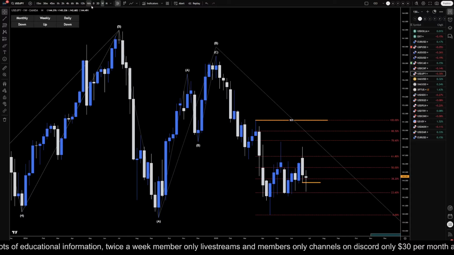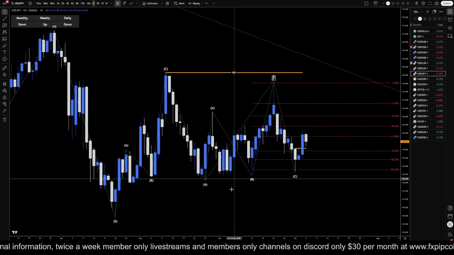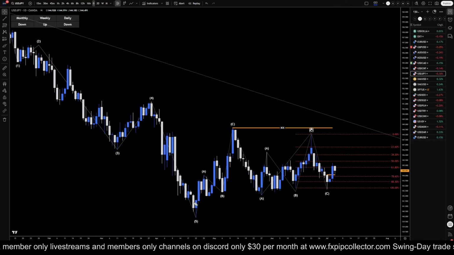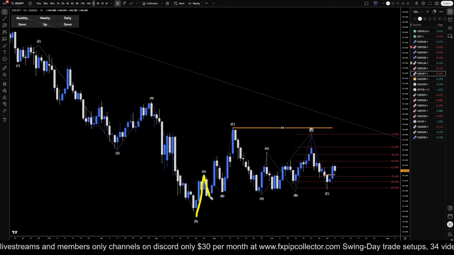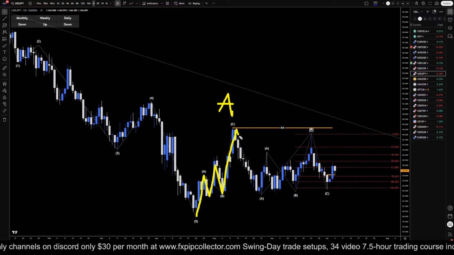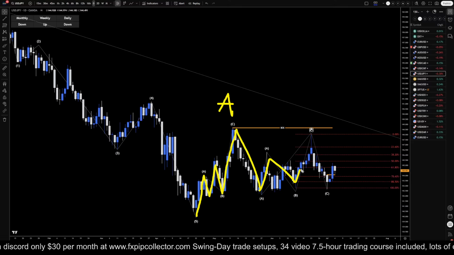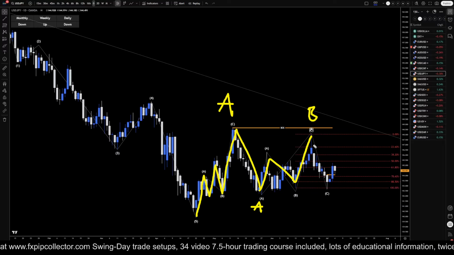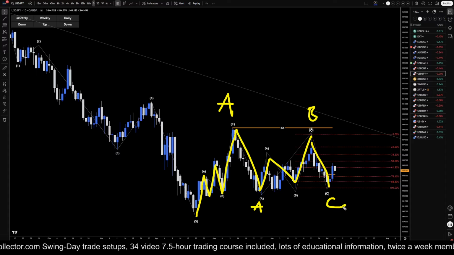So taking it down to the daily is where we can start to break this correction down into its different sections. First of all, we got what I think is one, two, three waves up for three waves of A. I think this is an A. I think this right here is all a wave B. So there's an A, there's a B. And I think this last push down that we recently got was the C.